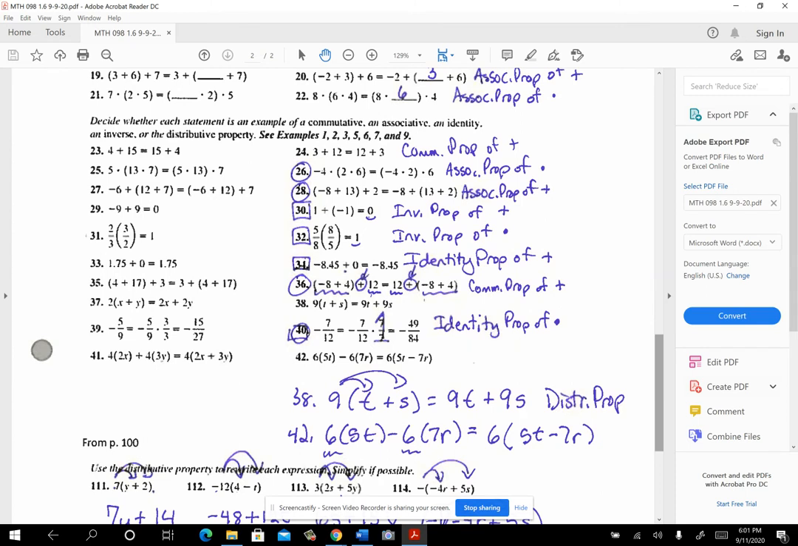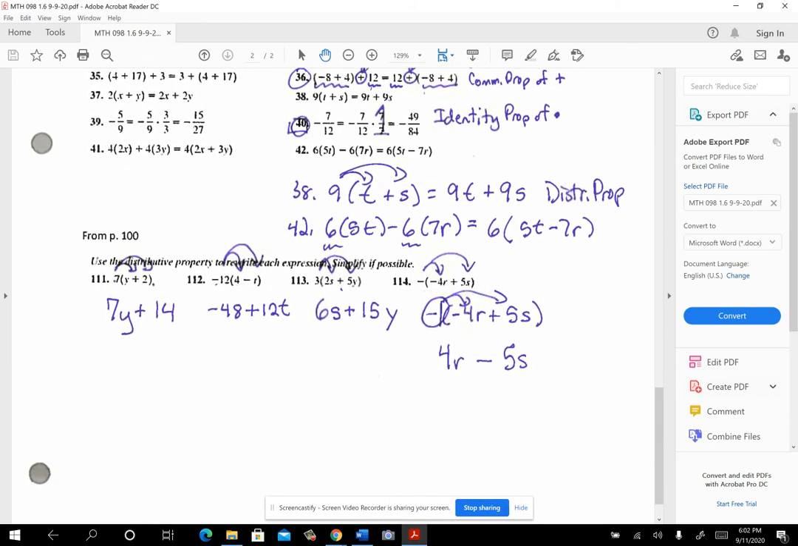And then 36 was really hard because it looked like the associative property, but in fact, look at 36. Do you see how we actually interchanged the two sides of the plus sign? We put 12 first and then -8 plus 4 second. So it's actually the commutative property of addition. So we kind of worked through those problems.